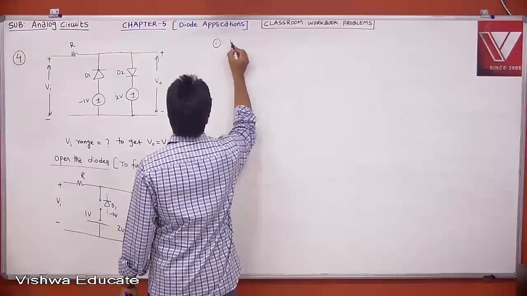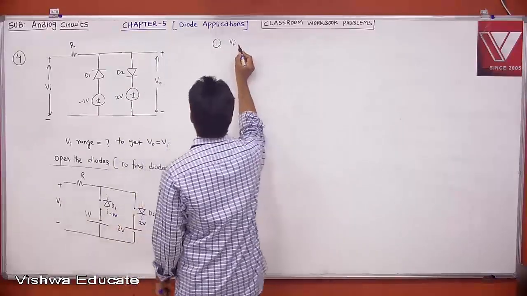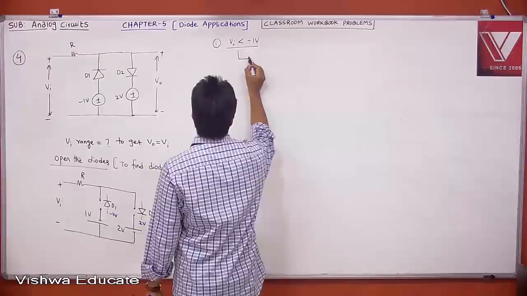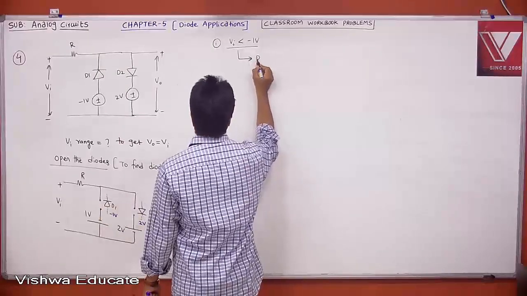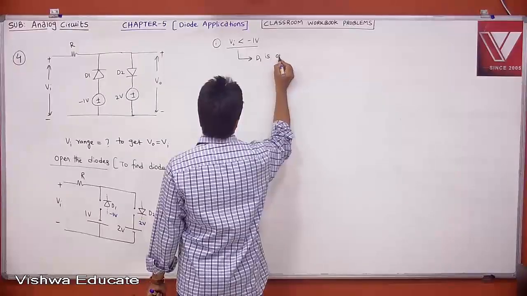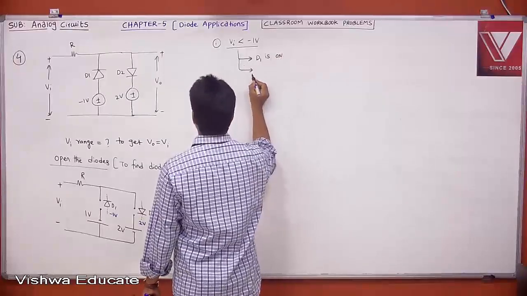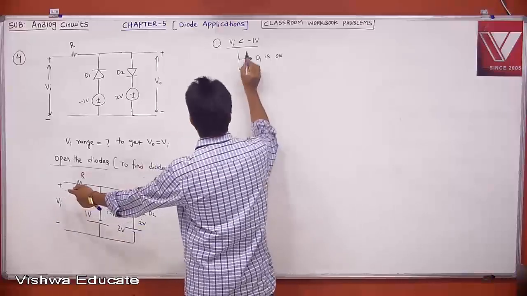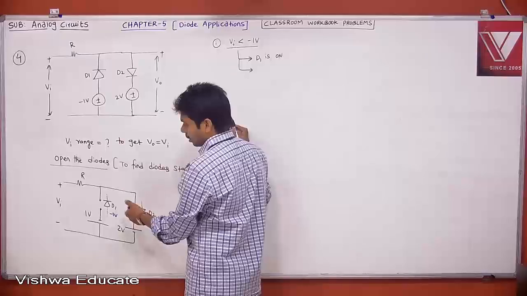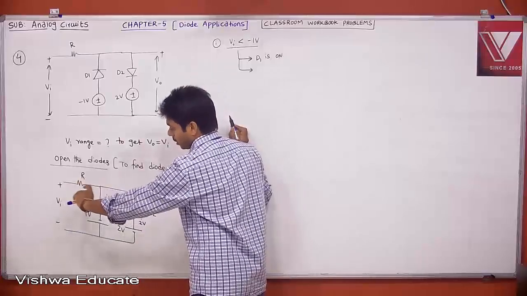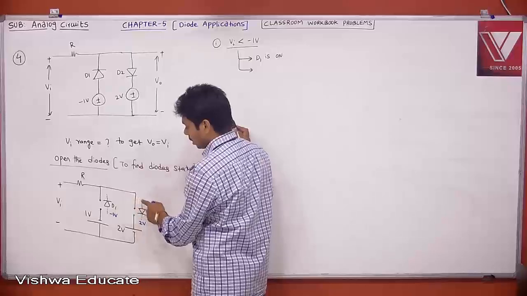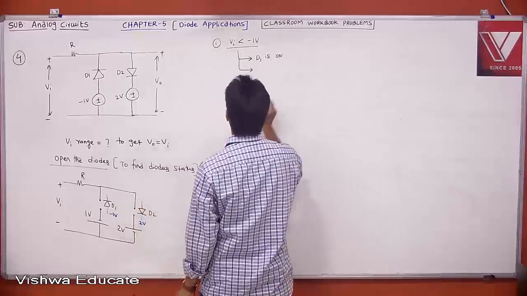Case 1, when Vi is less than minus 1 volt. Then what about your diode D1? Your D1 is on. What about diode D2? When Vi is less than minus 1, this is minus 1. When all are floating, there is no current, so whatever Vi, the same thing will come here. You see that with respect to the ground. Here this is negative, so D2 will be off.